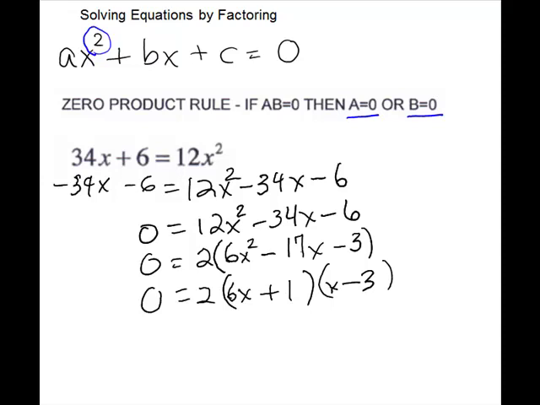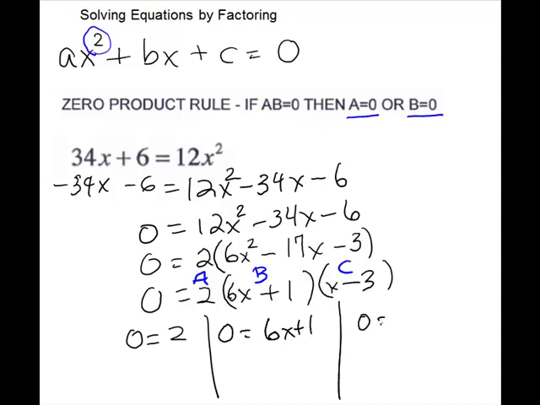Now you're set to break it apart. This is our A, this is our B, this is our C, equals 0. So we have 0 equals 2. We'll leave that for right now. 0 equals 6x plus 1. And we have 0 equals x minus 3. For the first one, you don't get a solution out of this piece because there is no variable. So anytime if there is just a constant outside, you can throw it out. You're not going to get a solution from that.